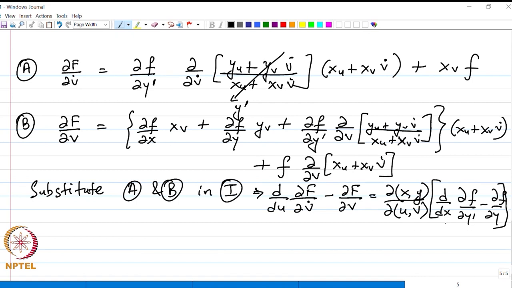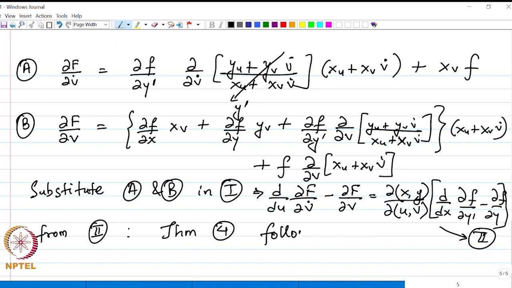And students can all see that this quantity which I have bracketed is nothing but the left hand side of the Euler Lagrange equation in the Cartesian coordinate. So, from here let me call this as 2. From 2 I will just say that theorem 4 follows, as simple as that, because if this quantity on the left hand side is 0 it implies that only the bracketed quantity on the right hand side will be 0, because the Jacobian term can never be 0, otherwise the coordinate transformation will be singular, right. So, the Jacobian is non-zero. So, theorem 4 follows, right.